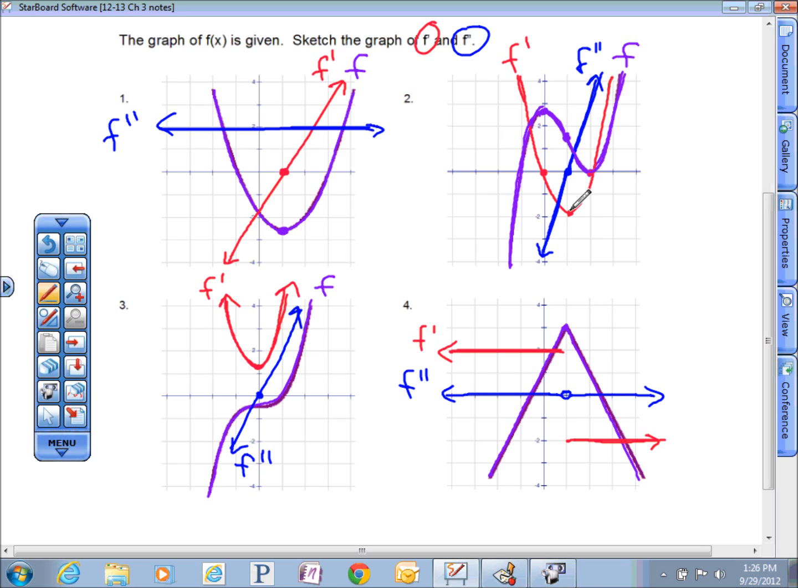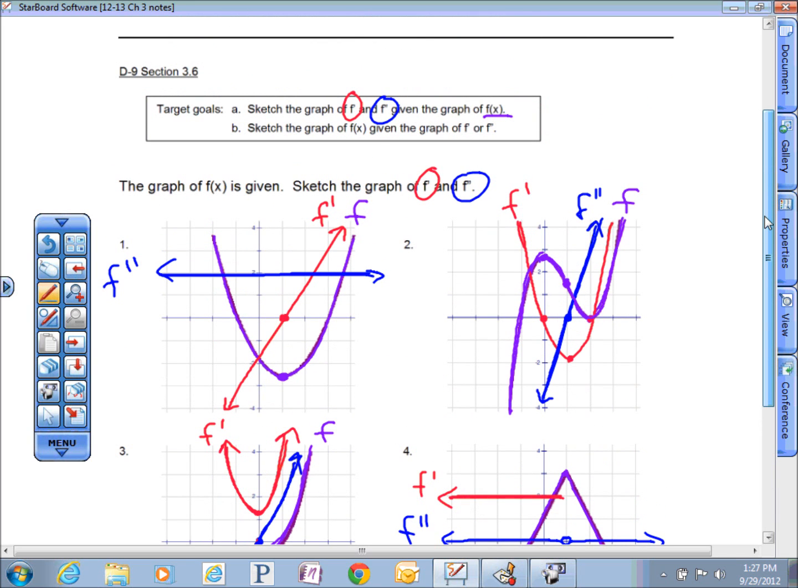Example 3. Blue function is below the x-axis. Whoops, supposed to be blue. Blue function is below the x-axis, and the purple function is concave down. Blue function jumps up above the x-axis. Purple function changes to concave up. Blue function hits the x-axis at x equals 0. Purple function has an inflection point. Number 4, blue function is equal to 0 the whole time. Purple function has no concavity. So there's your first side, which is pretty crazy.